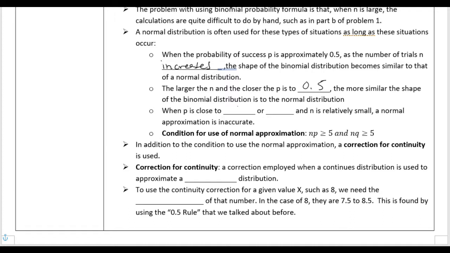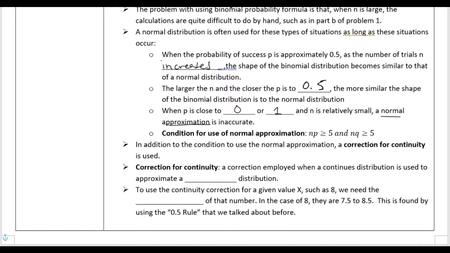When p is close to 0 or 1, which means it's not 0.5, and n is small, then you can't use the normal approximation. You can't use the bell curve to make the calculation. You're going to have to do all those numbers by hand, or do it on the computer or something like that.